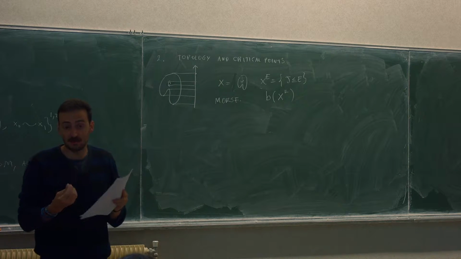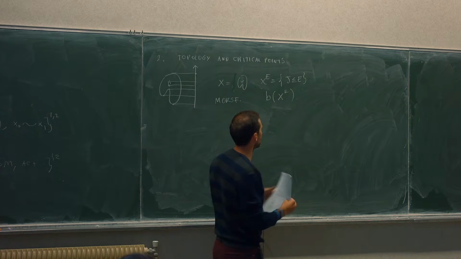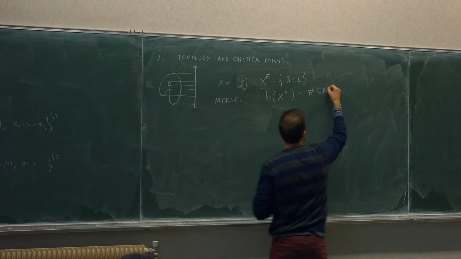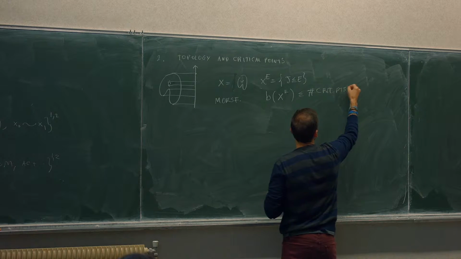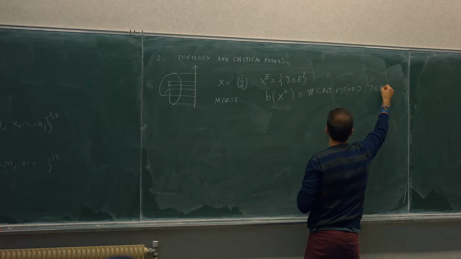it's just vague, but just to understand. The total amount of topology in our space up to energy E is smaller than the number of critical points of J with energy less than E.